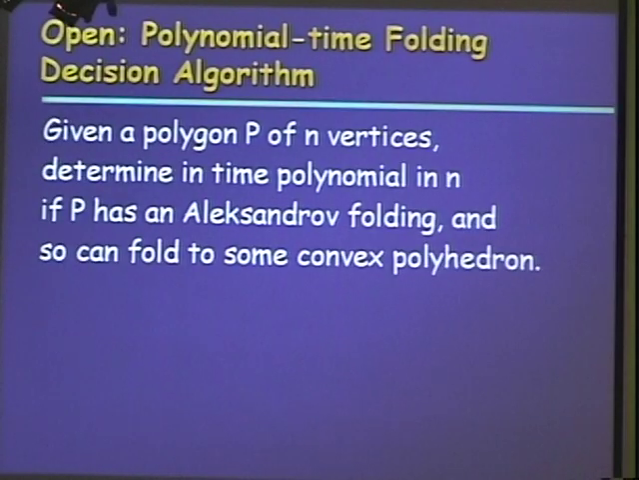And so here, even this is open. I think this is a nice problem. Given a polygon P, determine just yes or no if it can be folded into a polyhedron. And I worked quite hard on this without succeeding. I think it should be polynomial time and not exponential. I don't think you have to go through the exponential.